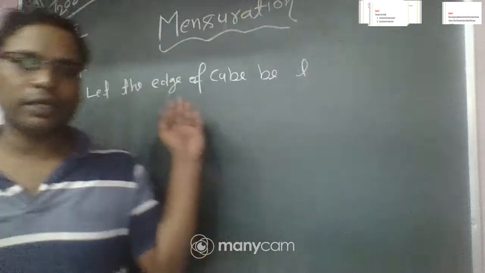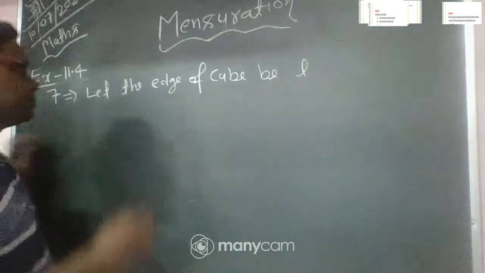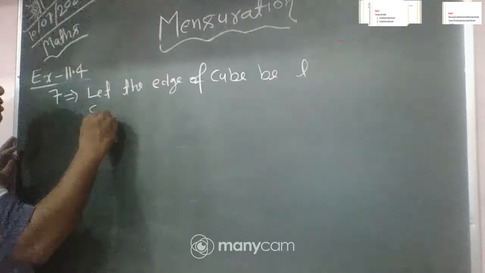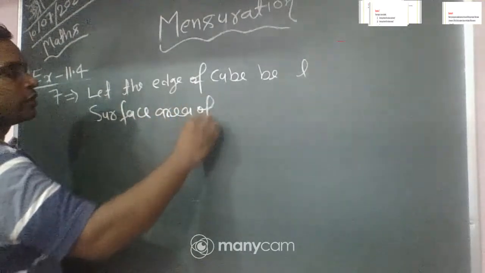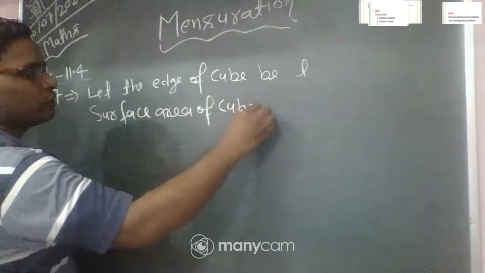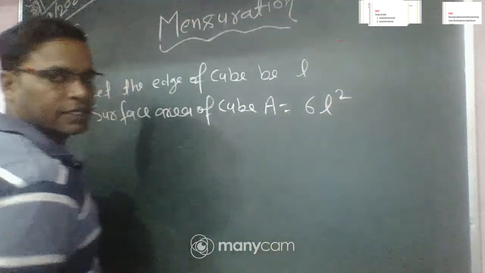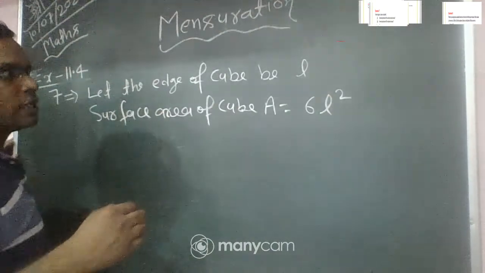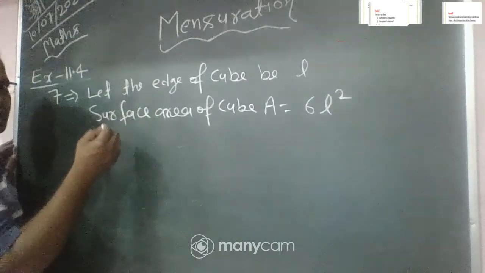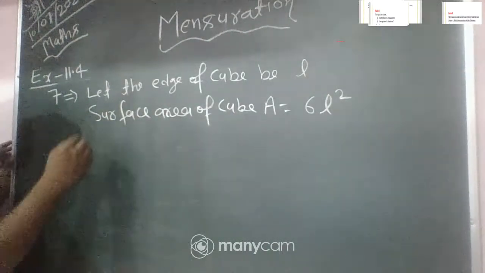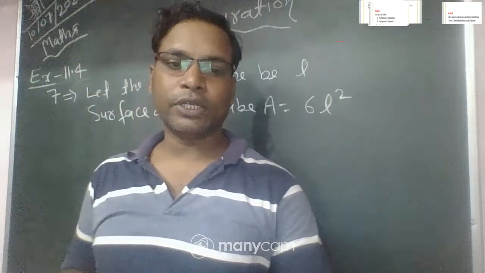So let the edge of the cube be L. So the surface area of the cube A is equal to 6 L square. Clear? When the side is doubled, then L becomes 2L.